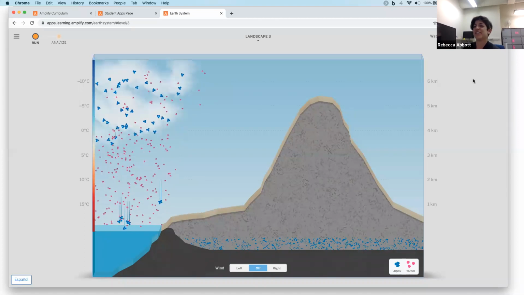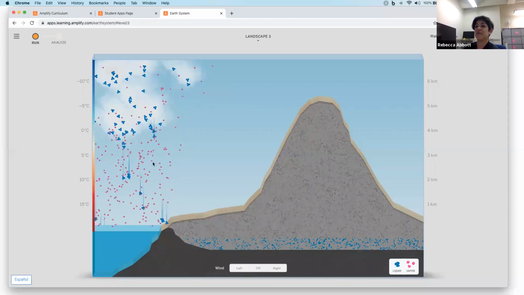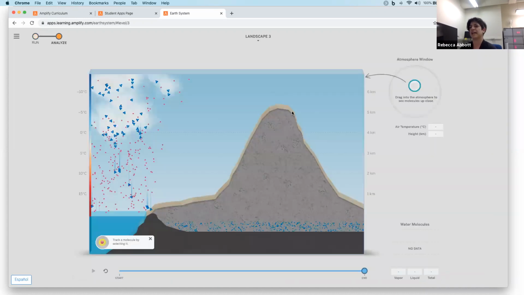And so what the students start to notice is there's a movement of red molecules and the other molecules. And you can see in the right-hand corner of my screen, there's a key about what's liquid and what's vapor, which of course they've had some experience with. The other thing on this simulation in my left-hand corner is an analyze button. You can see that sort of pulsing. It wants me to click on it. So I will click on that analyze feature. What this allows the students to do is take a more careful look at their simulation run.